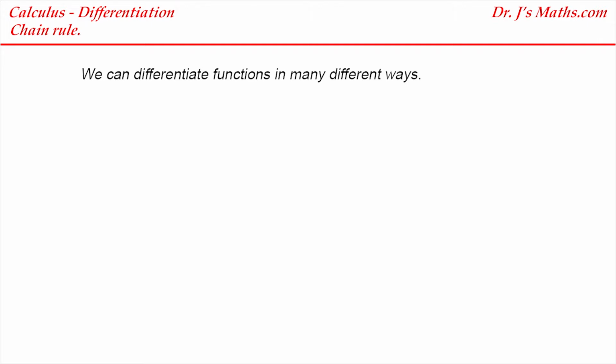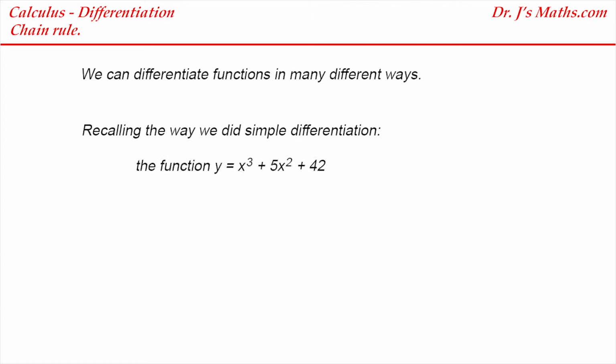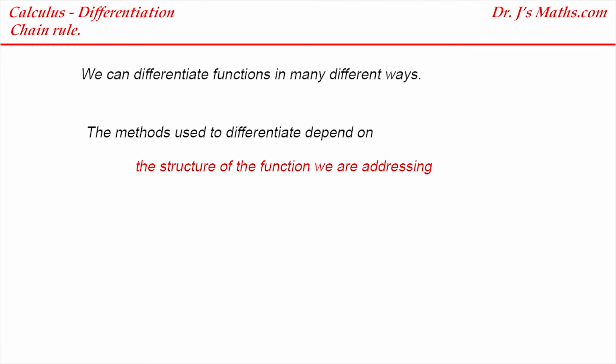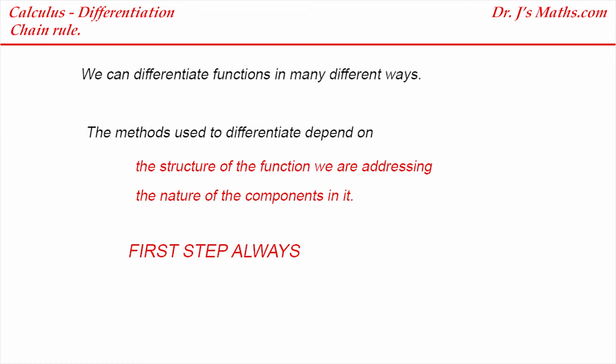We can differentiate functions in many different ways. Recalling the way we did simple differentiation, the function y equals x cubed plus 5x squared plus 42 differentiates to dy dx equals 3x squared plus 10x, and we get this result by differentiating one term at a time. The methods used to differentiate depend on the structure of the function we are addressing and the nature of the components in it. So when we are going to differentiate, the first step we always follow is to look at the structure.